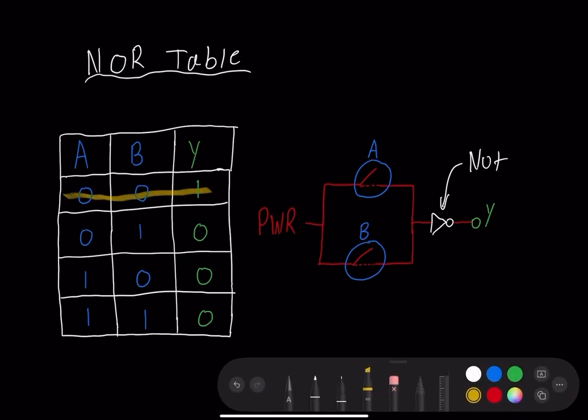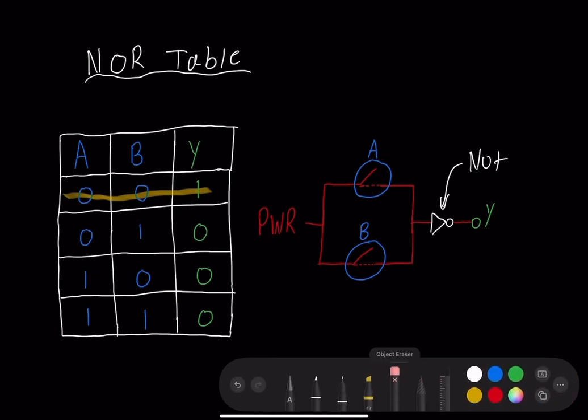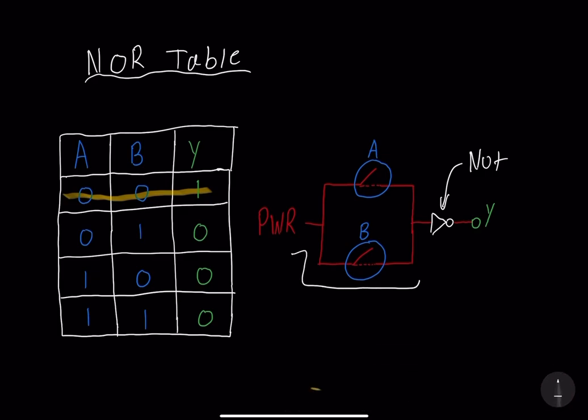This is because, as we go through the power, if A and B are both open, the value here will be 0. So by the time it gets through the inverter, the value here will be 1. So the value Y is equal to 1.